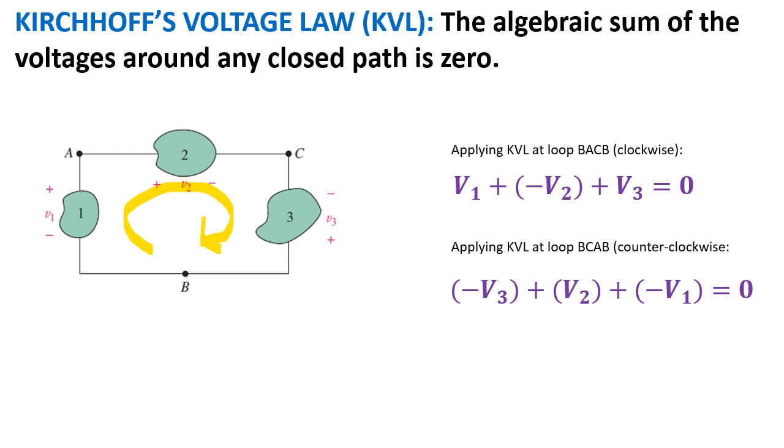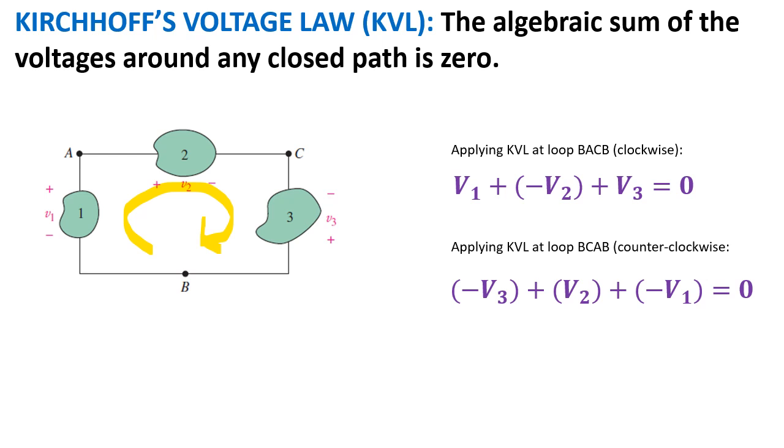So algebraically, there is some sort of a difference in terms of signs, as you can see on your screen. For example, if you take the clockwise loop, from B to A, then to C, and back to B. From B to A, you can see that your loop enters a minus and exits a plus. Every time your loop enters a minus and exits a plus, that's a plus voltage. That is why V1 here is plus.